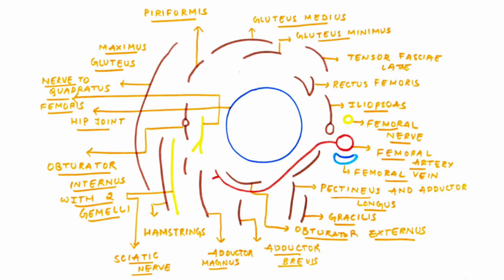So let us see what are the structures which are present in front, what are the structures which are present behind and on the two sides. Okay, to start with, let us see what are the structures present in front of the hip joint, that is anterior relations. So anterior relations of the hip joint are as follows.